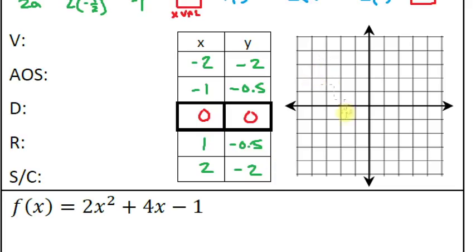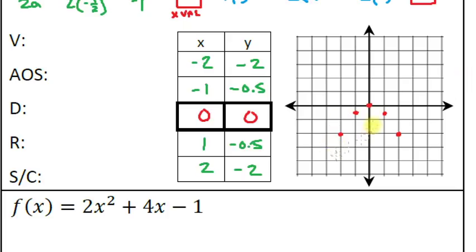All right, let's go ahead and graph this. So I've got negative 2, negative 2. I got negative 1 and negative 0.5. That's about right here. I got 0, 0. I got 1 and negative 0.5. And I've got 2 and negative 2. That's our steps of plotting the 5 points.